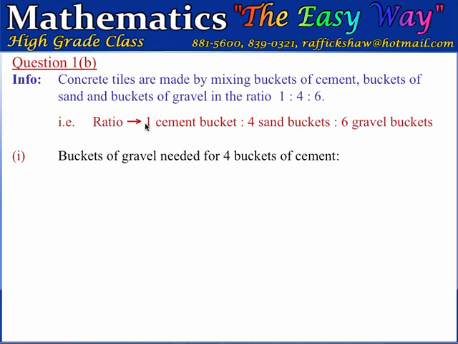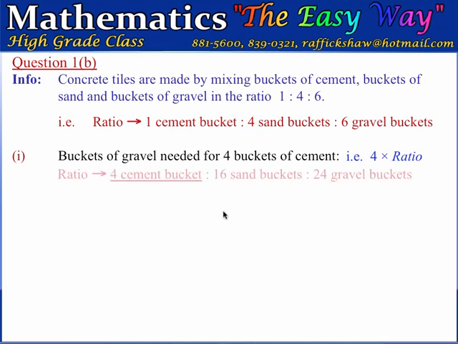And so to get the number of buckets of cement to be 4, we would simply multiply the ratio by 4. And that's what we'll do. We'll multiply the ratio by 4 so that the number of buckets of cement becomes 4 in this ratio. So let's see what happens. When the ratio is multiplied by 4, we end up having 4 buckets of cement. The 4 here multiplied by 4 gives us 16 buckets of sand, and the 6 here multiplied by 4 gives us 24 buckets of gravel.